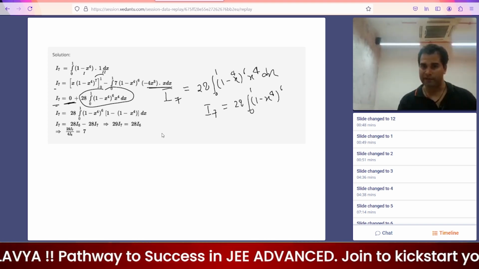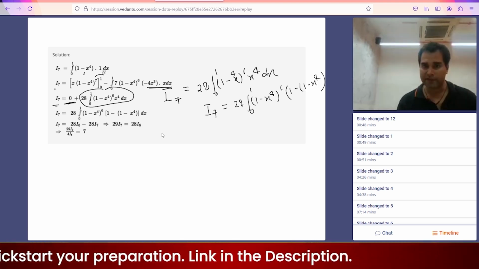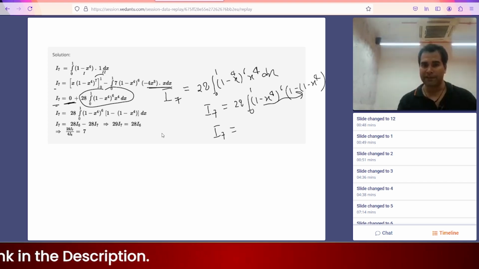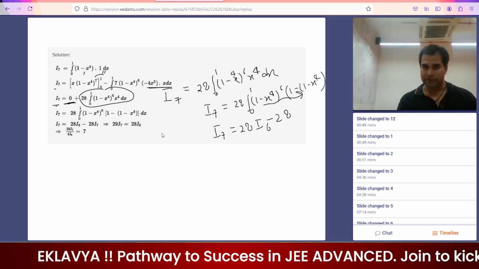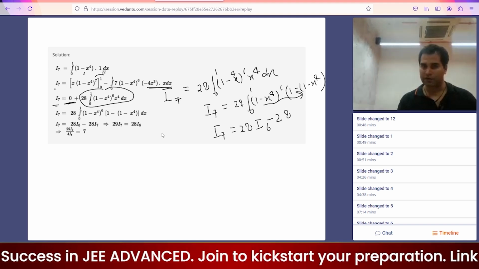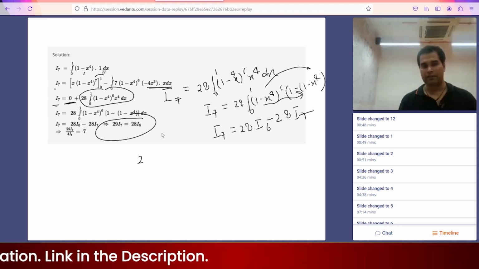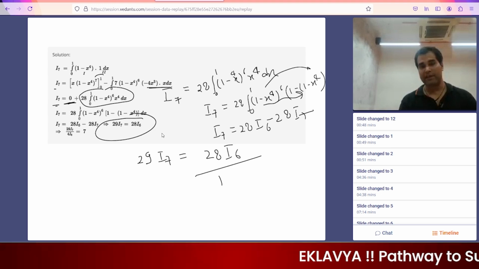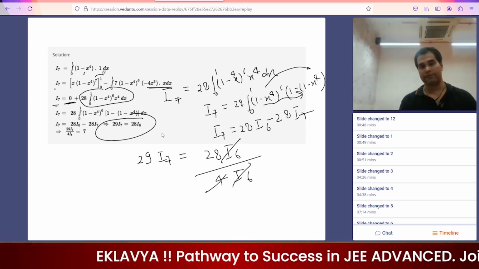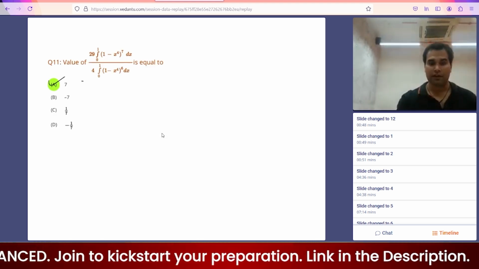And this is also written as 1 minus x to the power 4. When we multiply, I7 equals 28 times, and this is written as I6, so 28 I6. This multiplied by this, we get 28 I7, so 29 I7 equals 28 I6, and here 4 times I6 cancels out, so we will get the answer 7.